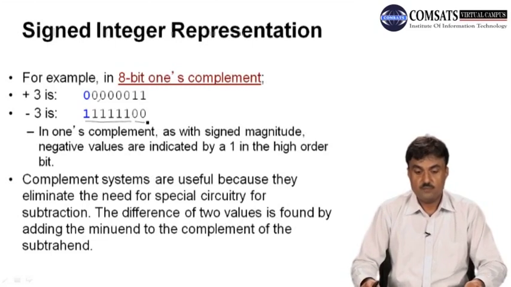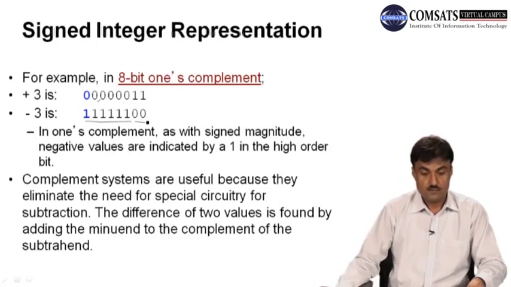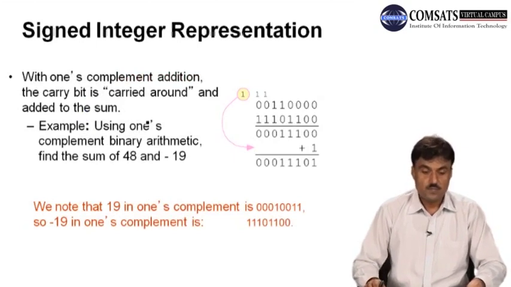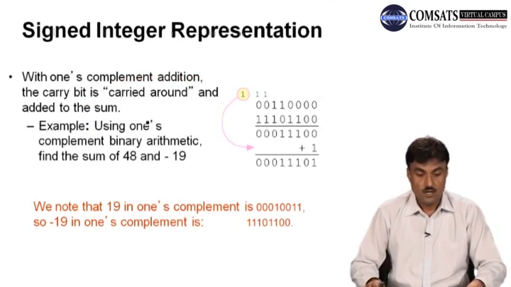So in 1's complement, as in sign magnitude, negative values are indicated by a one in the higher order bit to show that this is a negative number. Complement systems are useful because they eliminate the need for special circuitry for subtraction. The difference of two values is found by adding the minuend to the complement of the subtrahend. Here you can see the 1's complement addition. In 1's complement addition, the carry bit is carried around and added to the sum.